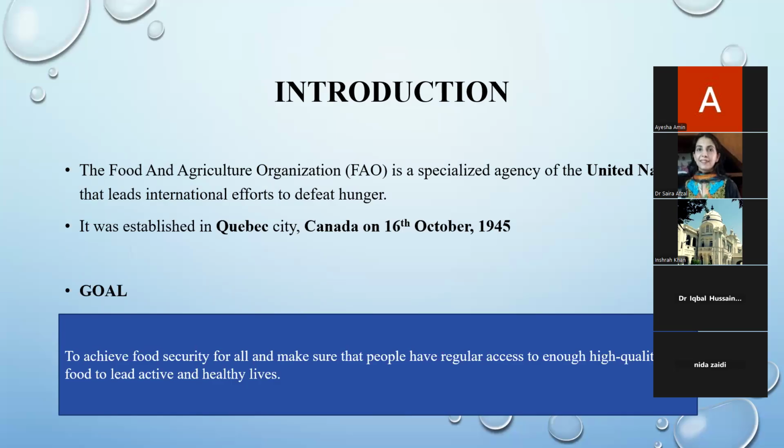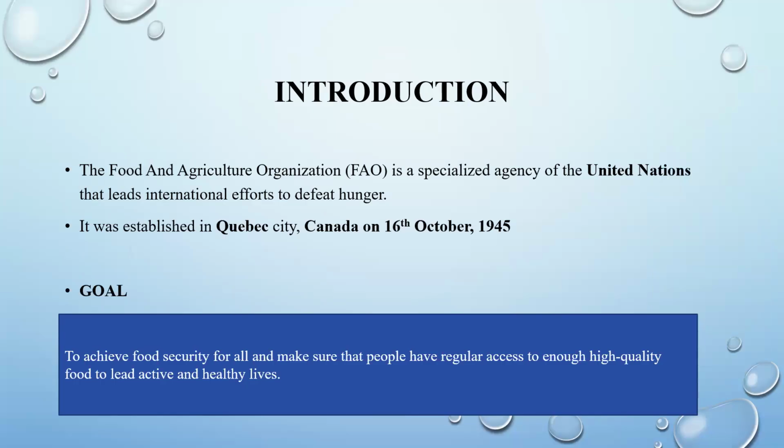Introduction. The Food and Agricultural Organization, FAO, is a specialized agency of the United Nations that leads the international efforts to defeat hunger. It was established in Quebec City, Canada on 16th October 1945. The goal of FAO is to achieve food security for all and make sure that people have regular access to enough high-quality food to lead active and healthy lives.